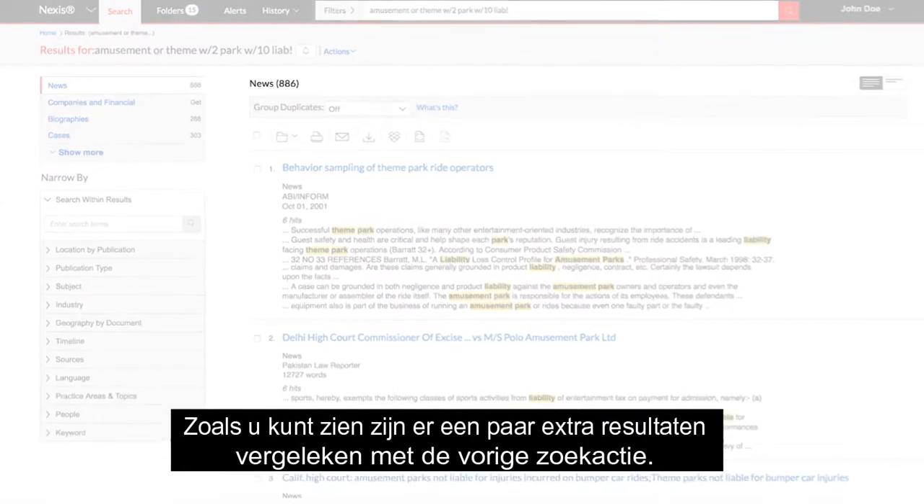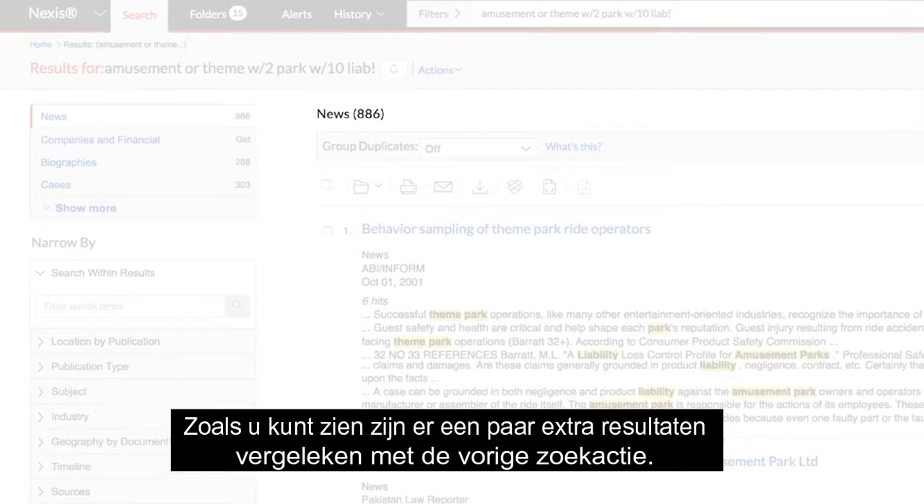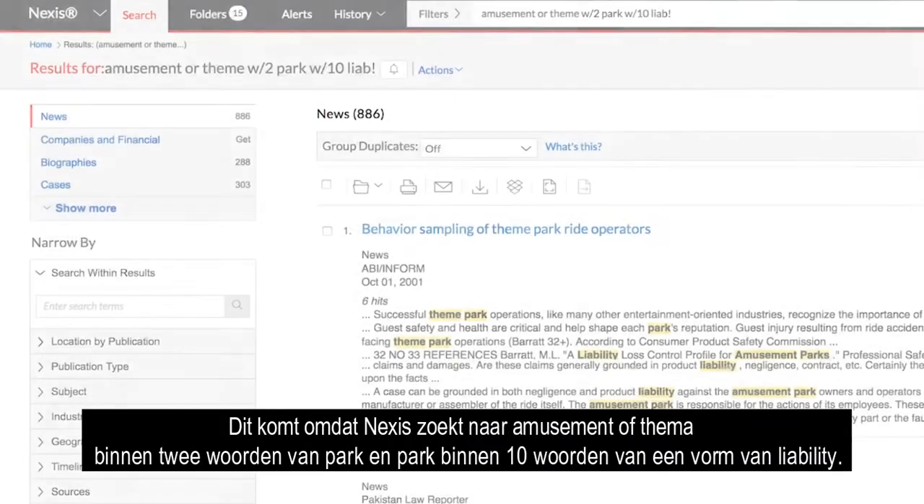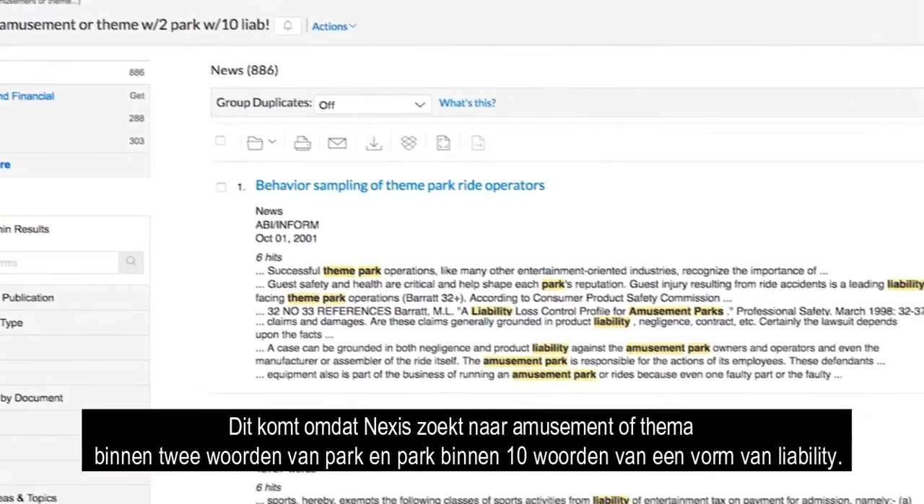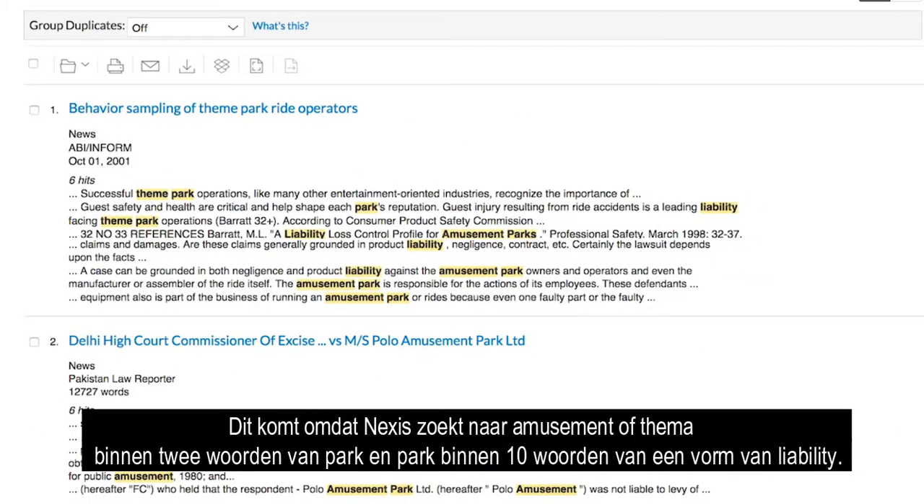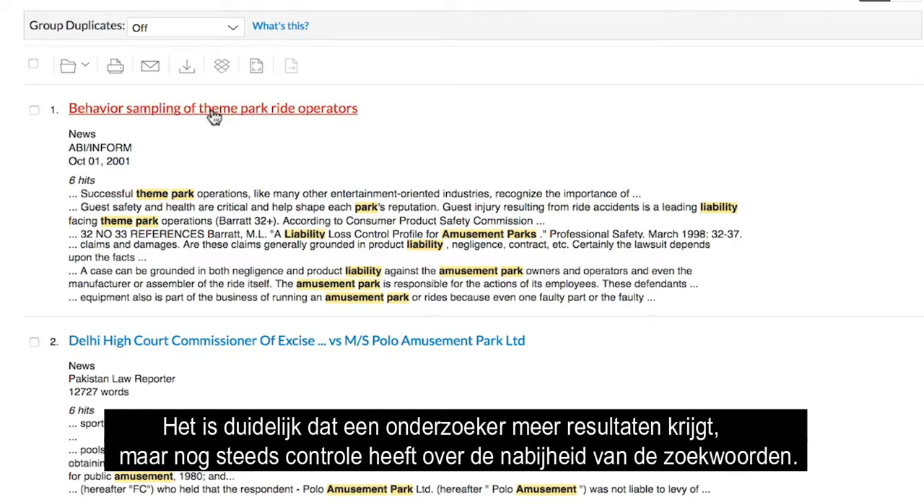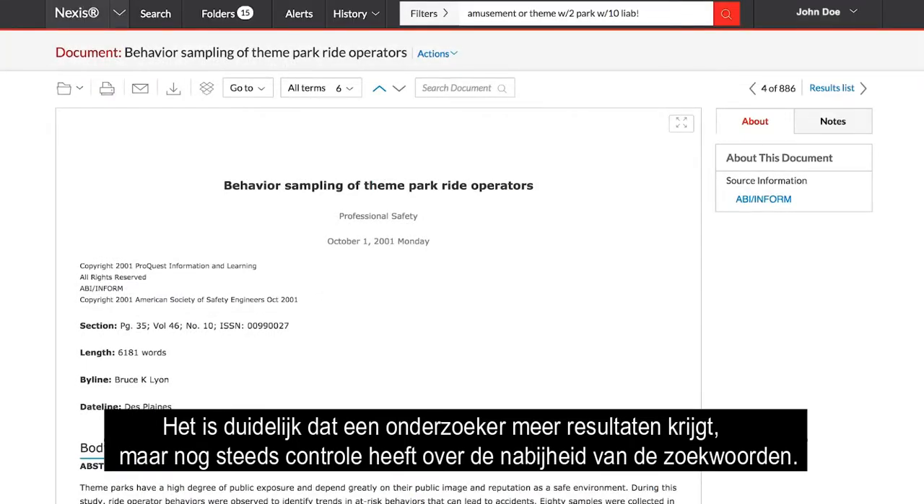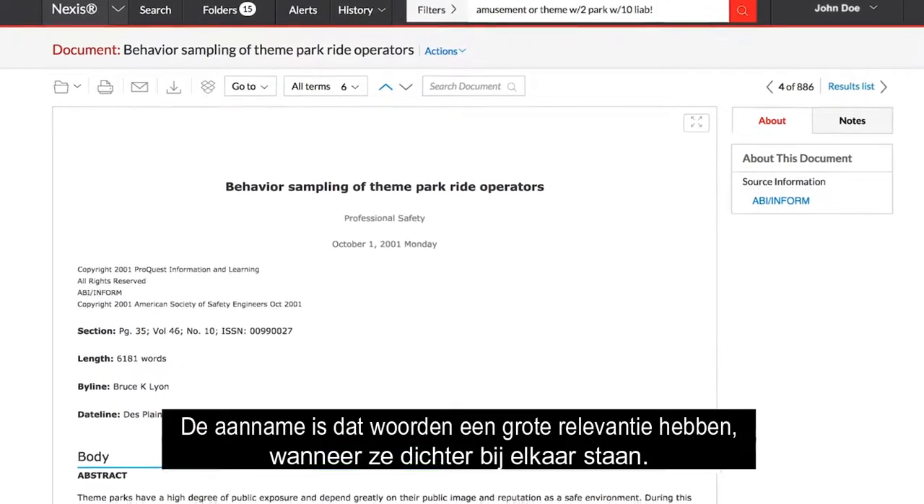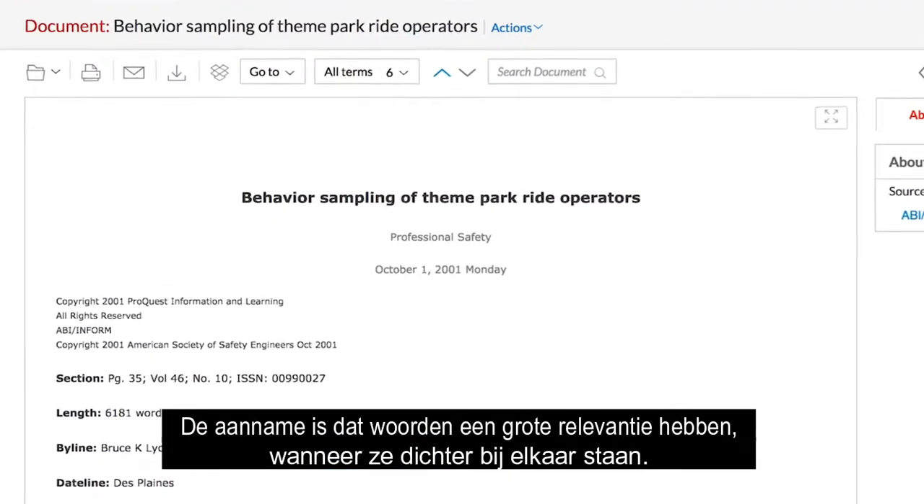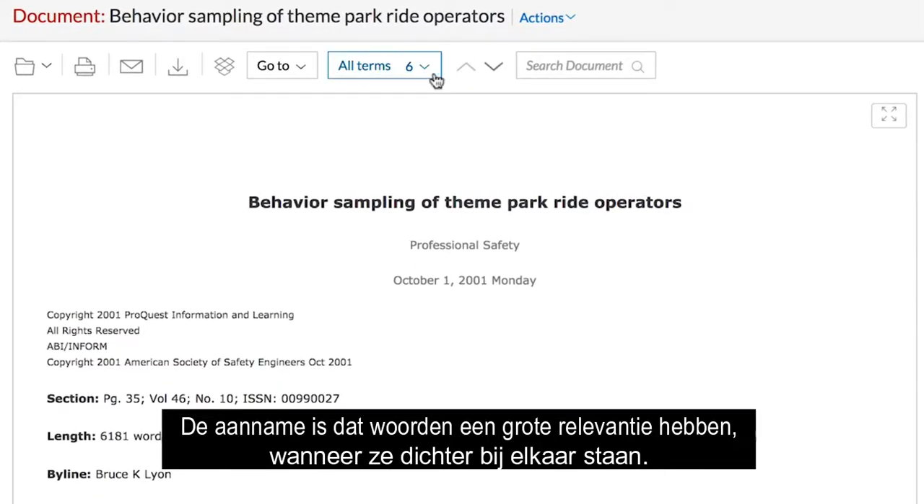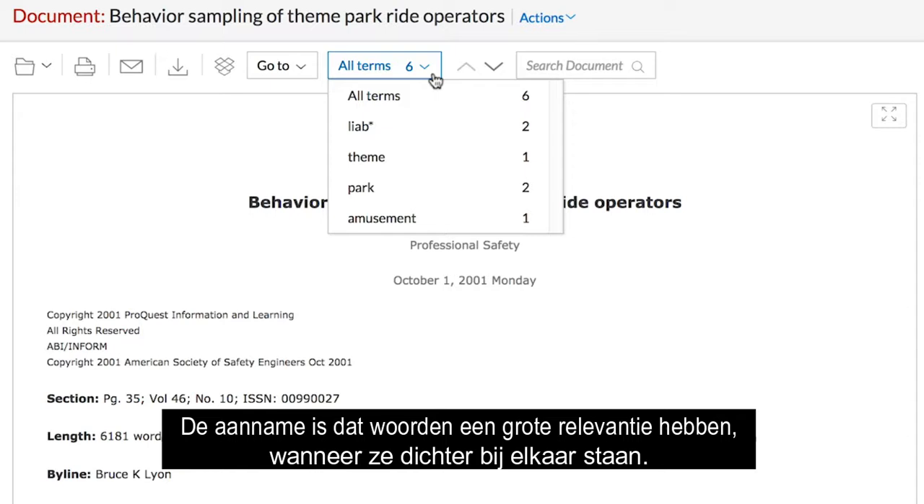As you can see, results of this search are slightly larger than that of the previous search. That is because, in this instance, the system is looking for either amusement or theme within 2 words of park, and for park to be within 10 words of some form of the word liability. Clearly, a researcher will get a wider result set than before, but still maintains the control over the proximity of the terms. They do this because they suspect that only documents that have these words in a close proximity would be relevant to what they are looking into.